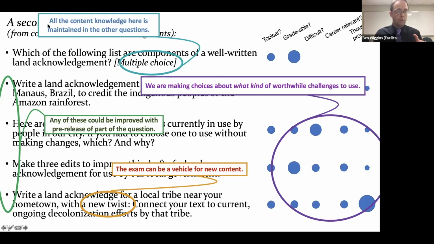I want to address a few of the questions that have come in, one of which I think Christy's question initially was, how do you grade stuff like this? And one of the really beautiful advantages of pre-releasing part of the question is that you can pre-release the instructions for how to format their answer. So if what you want is for students to make 3 edits to show why a land acknowledgement was good or bad, if they walk into the room and you say, make 3 edits, you're gonna get 60 different versions of what that looks like on their piece of paper.